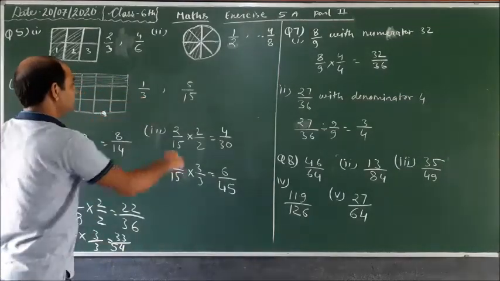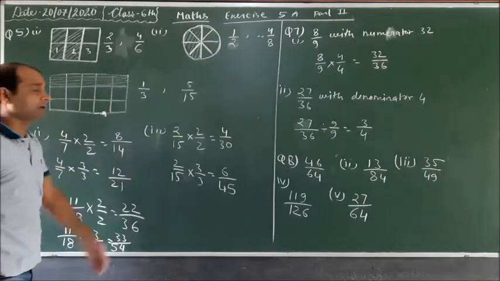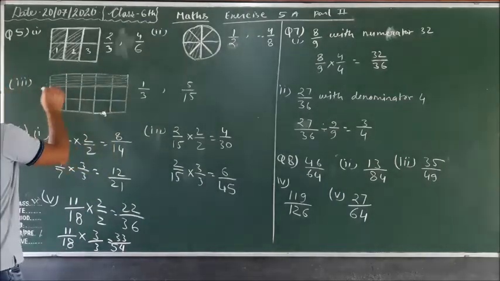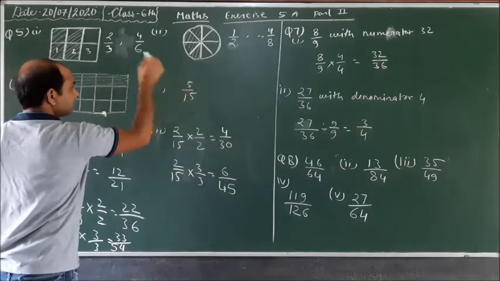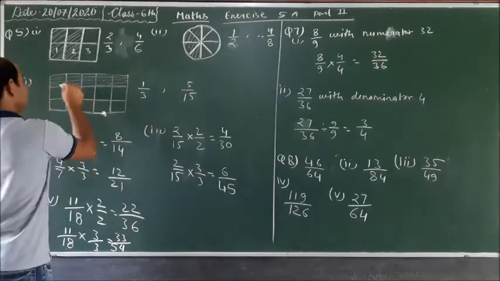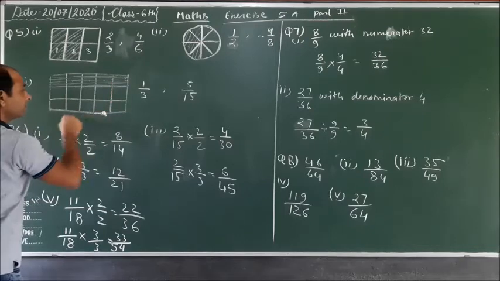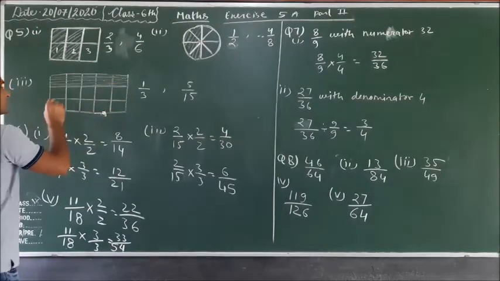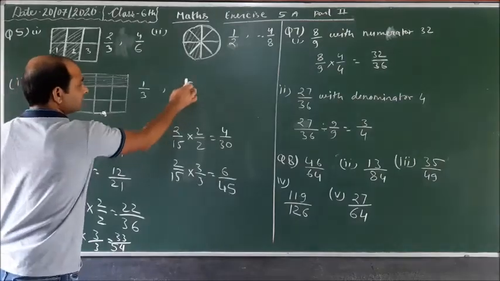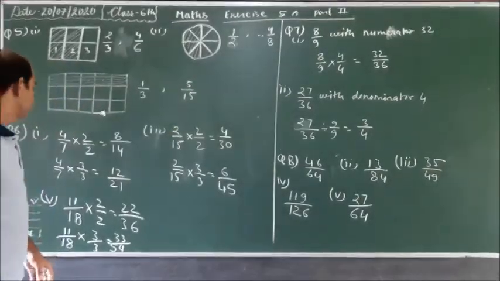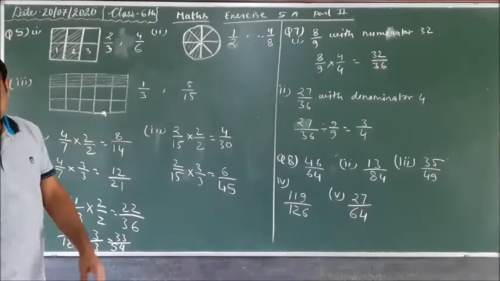After 1 upon 3, the next equivalent fraction. How many parts are shaded? 1, 2, 3, 4, 5 parts shaded, so we write 5. And the total is out of how many boxes? 15, since 5 times 3 is 15. So we write 5 upon 15. Now the question number second.